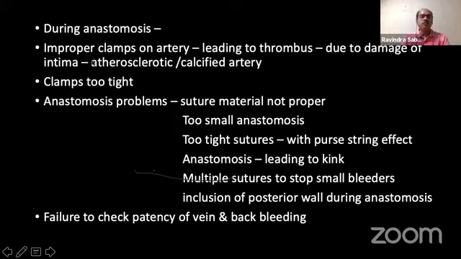First and foremost, improper clamp on the artery. Quite often, you take the clamps which are not of a good quality. The clamp should be such that when they occlude the artery, they should not damage the intima. So that is the sign of a good clamp. If you don't take a good clamp and if you apply them, then they can cause damage to the intima, and that can cause intimal lacerations, and then that can cause thrombosis.